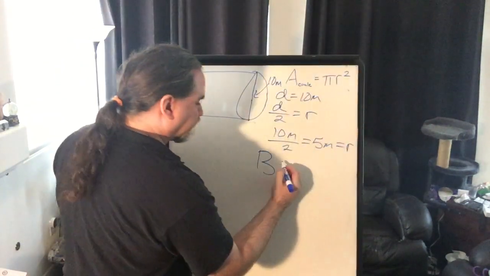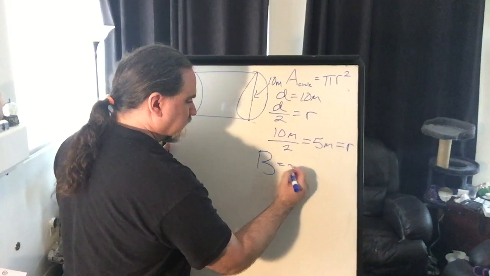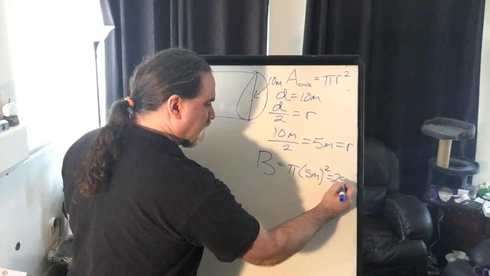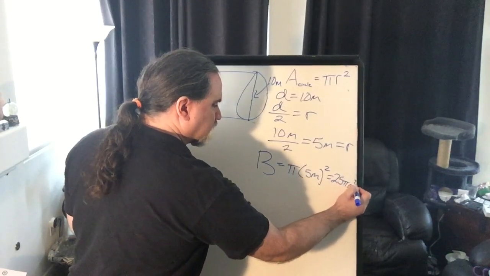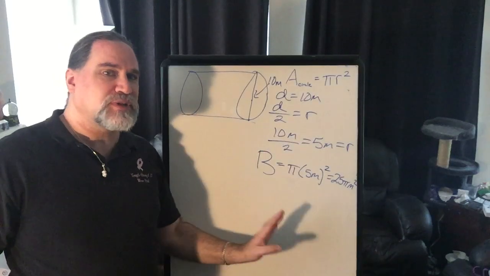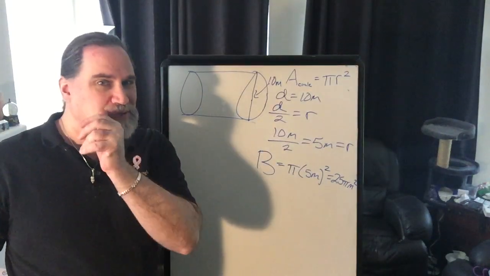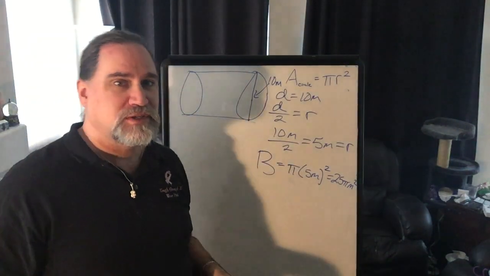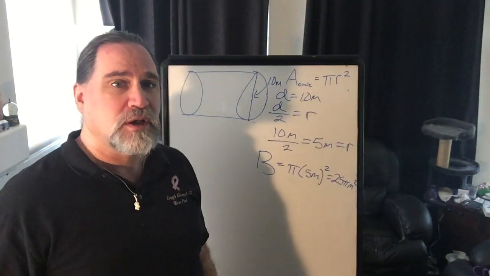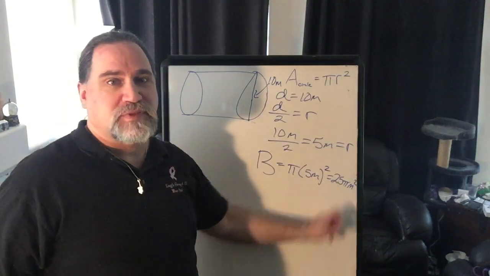So pi times 5 meters squared is going to be 25 pi meters squared. And again, notice I'm leaving pi in my answer. If I absolutely had to do it for some reason, I would use as much of the decimal as I could, meaning I'd probably type it into a calculator and hit the button and let it go as far as it can. But until then, I'm going to leave it as 25 pi.